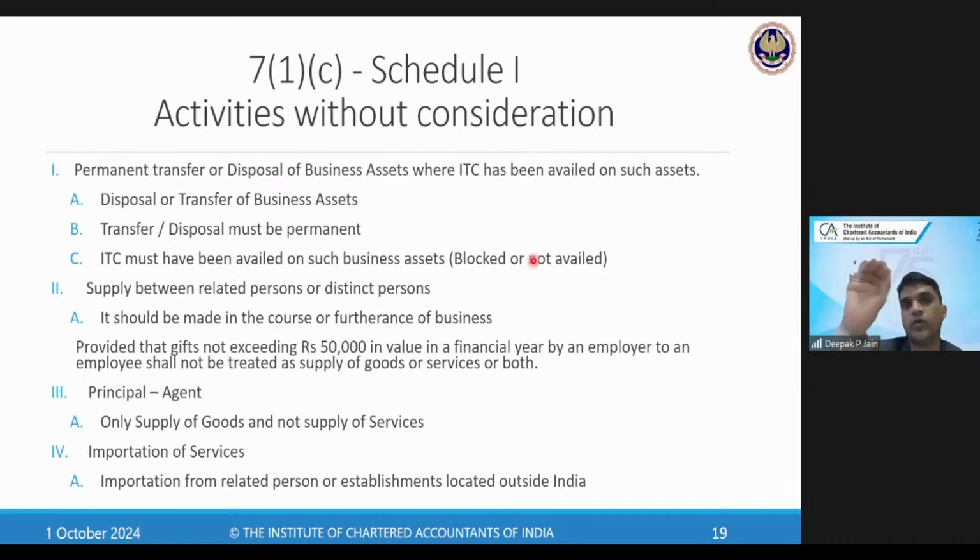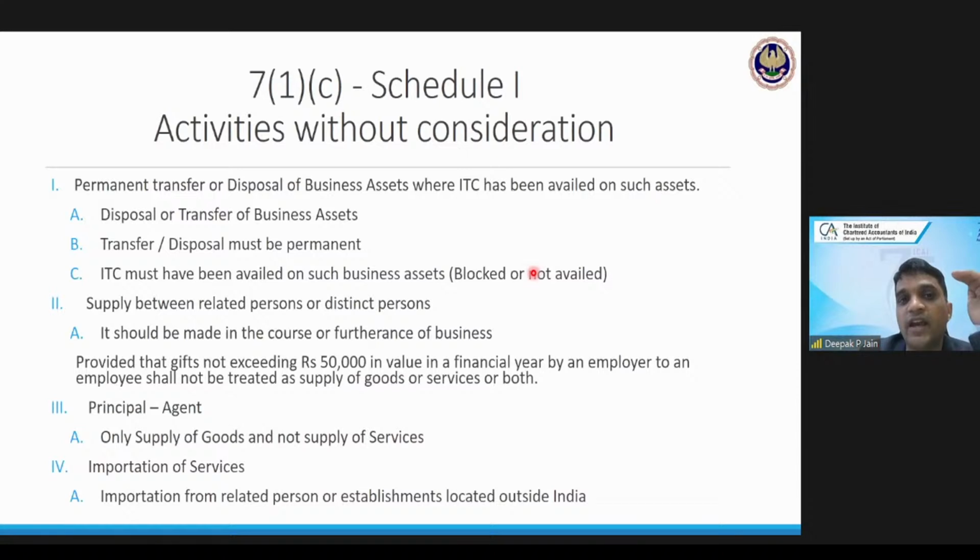Think of the question we'll discuss after the break. I'll repeat the question. A laptop bought and sold, on that we have to pay GST. But a car which is blocked credit, you have bought it and you are selling it, do you have to pay GST on it? We'll catch up at 4 o'clock after a 10-minute break and we'll discuss further.